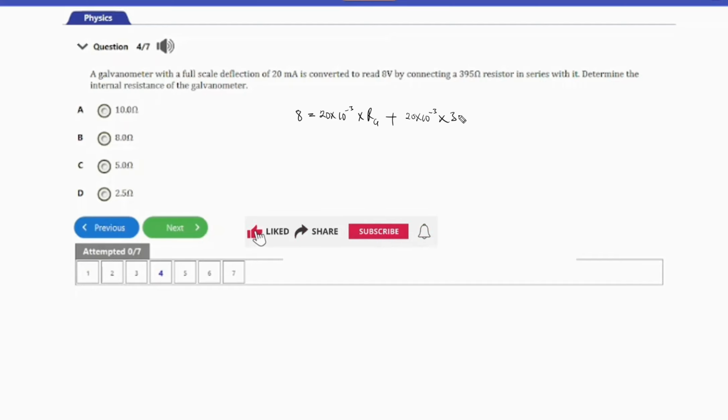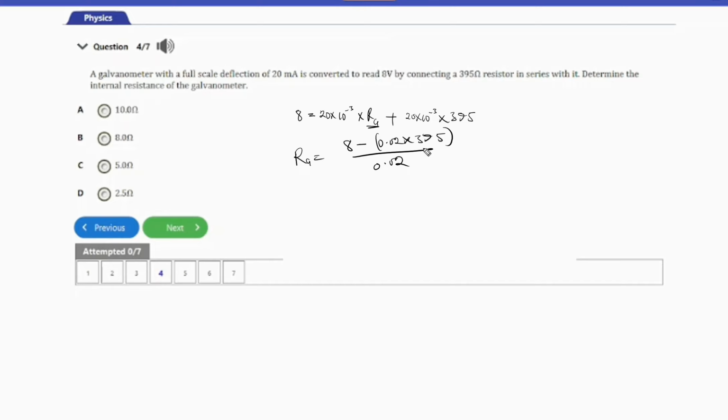395. If we want to get Rg, the resistance of the galvanometer, we are going to make it the subject of this equation. So we have 0.02 Rg is equal to 8 volts minus 7.9, which is the product of 395 and 0.02. That will give us 0.02 Rg is equal to 0.1.